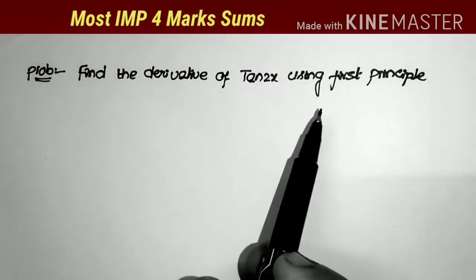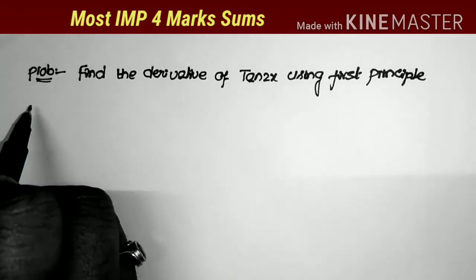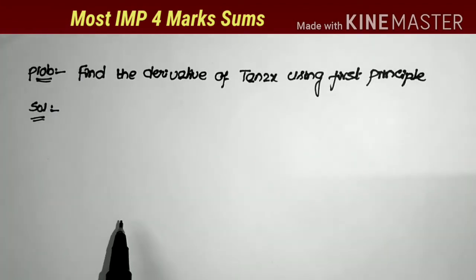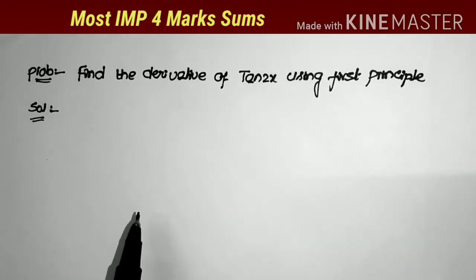Derivative of tan 2x using first principle. Most important 4 marks. A guaranteed first principle problem in the public examination. So all of you practice this problem very carefully.